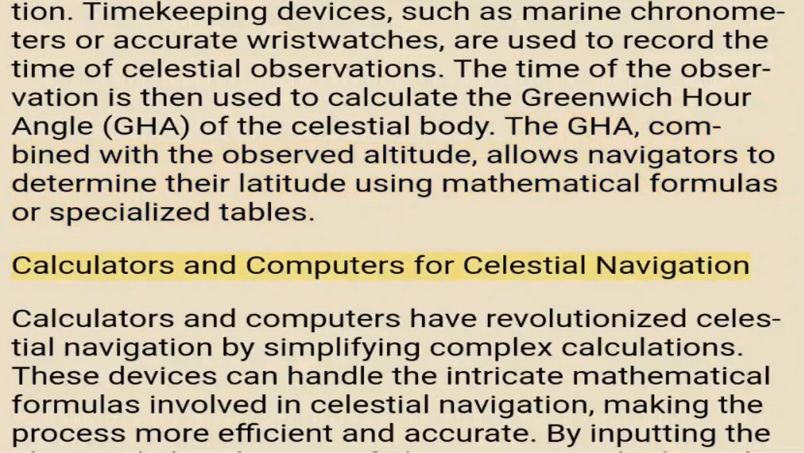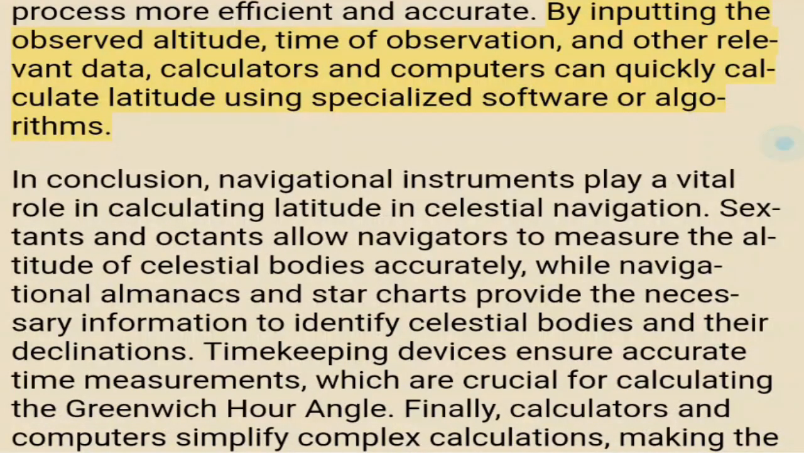Calculators and computers for celestial navigation. Calculators and computers have revolutionized celestial navigation by simplifying complex calculations. These devices can handle the intricate mathematical formulas involved in celestial navigation, making the process more efficient and accurate. By inputting the observed altitude, time of observation, and other relevant data, calculators and computers can quickly calculate latitude using specialized software or algorithms.